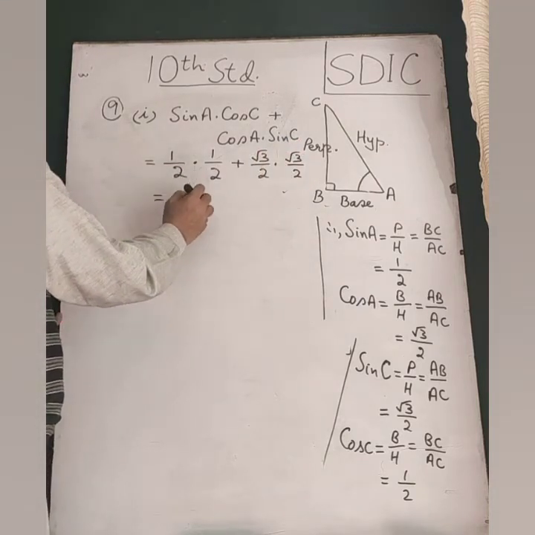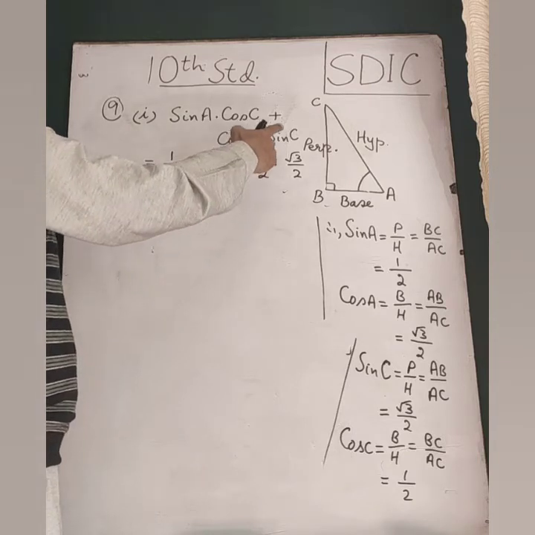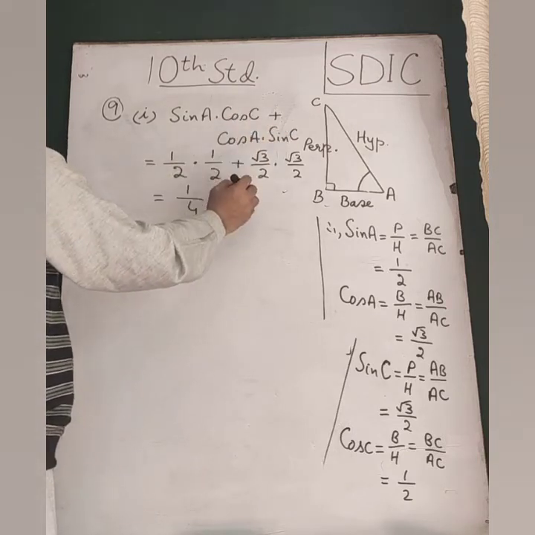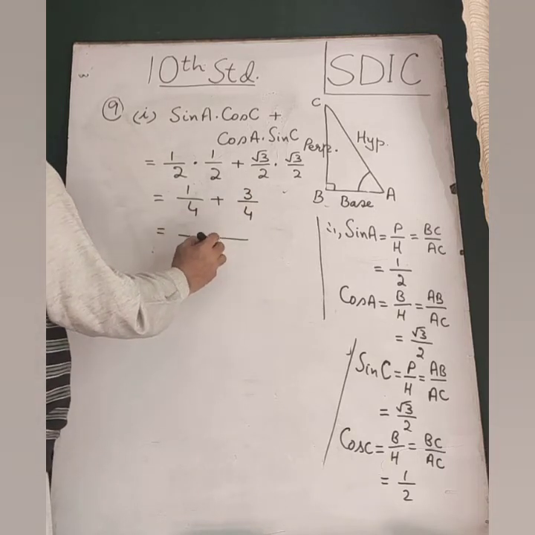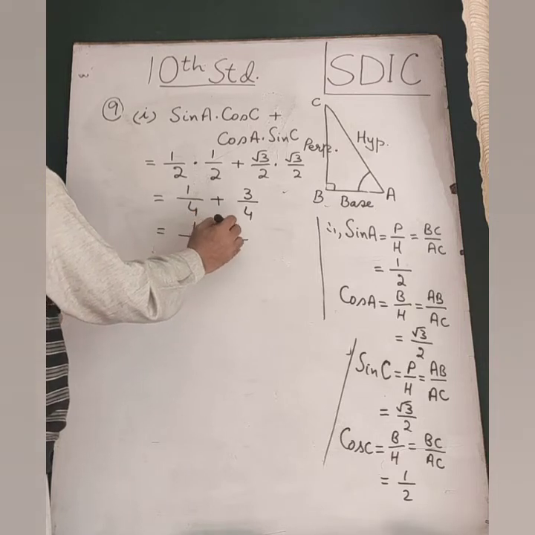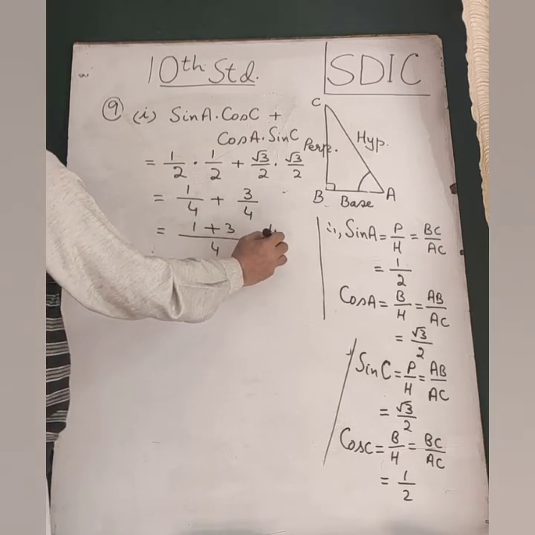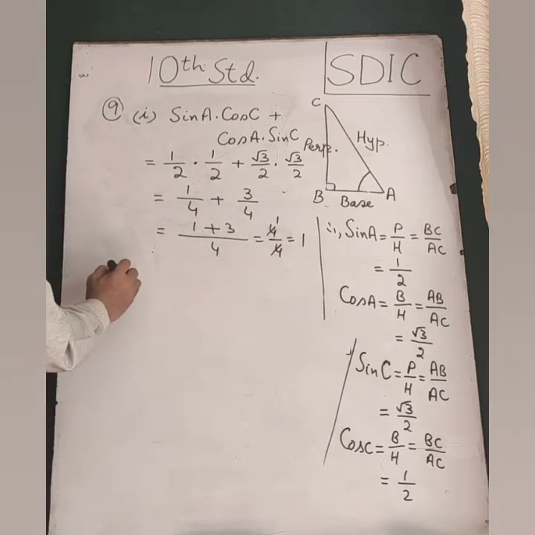This will become 1 by 4 plus under root 3 square. Square and root will cancel, so it will become 3 divided by 4. To add these, 4 will be the LCM. 1 plus 3, 4 by 4, 4 ones are 4. The result is 1 therefore.